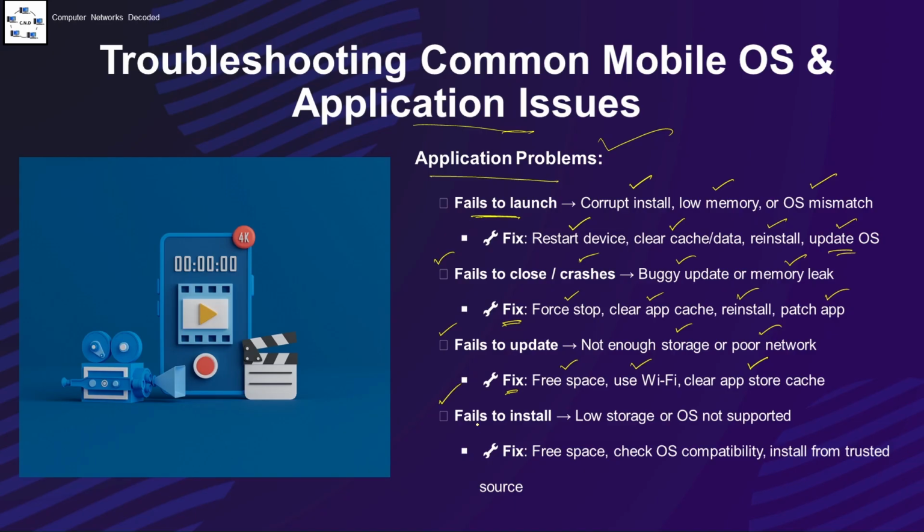The next issue is that the application fails to install. This may again be due to low storage on your mobile device or because the operating system does not support the application. The fix again includes freeing up space for the installation, checking OS compatibility with the application, and installing the application only from a trusted store. For example, if your mobile operating system is Android, you should only use the Play Store to install your applications.